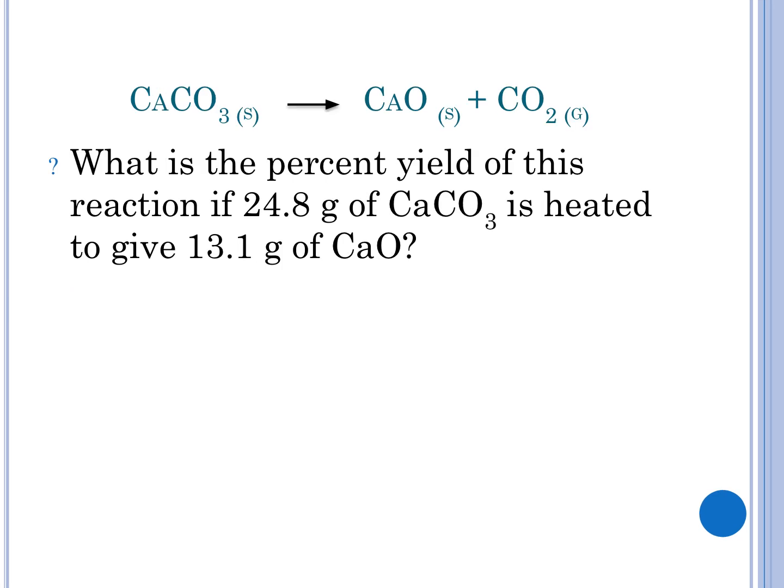Okay, so we're going to do one practice problem where we just calculate the percent yield. Here we have this reaction where calcium carbonate breaks down into calcium oxide and carbon dioxide. We want to know the percent yield if 24.8 grams of calcium carbonate is heated and it gives 13.1 grams of calcium oxide.